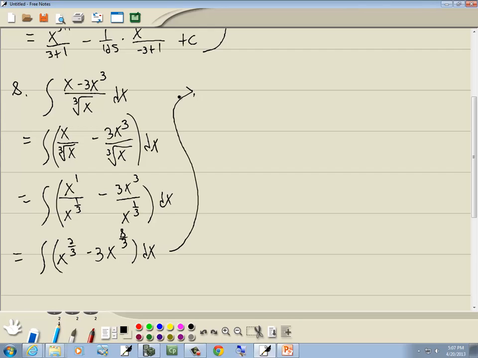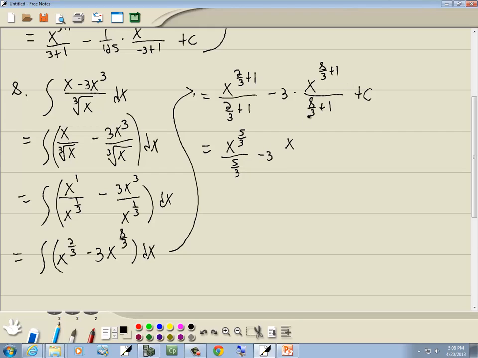Well, I didn't have to do a U-substitution. They're both x to a power now, so we'll add 1 to our power. So we've got x to the 2/3 plus 1 over 2/3 plus 1 minus 3 times x. Add 1 to your power, divide by your new power. So we got 8/3 plus 1 over 8/3 plus 1 plus c. Well, this gives us x to the 5/3 over 5/3 minus 3. x to the 8/3 plus 1 gives us 11/3. So we got x to 11/3 over 11/3 plus c.